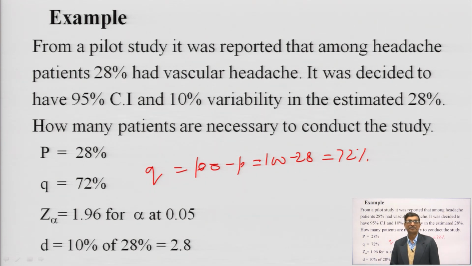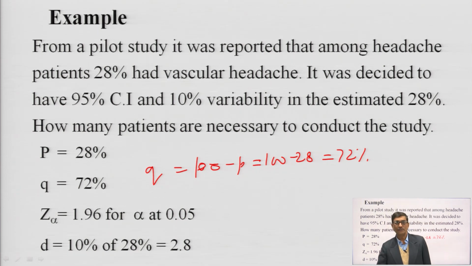Z alpha for level of significance 5%: the value of Z is 1.96. This is the standard value from the Z distribution, and we remember if we have level of significance, or alpha, or first type of error, of 0.05, the value of Z is 1.96. The precision or clinical significance d equals 10% of 28%. So, this is equal to 2.8.